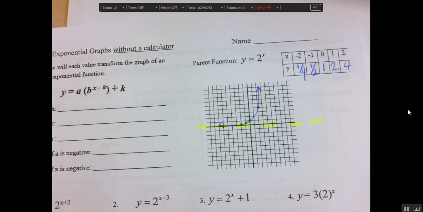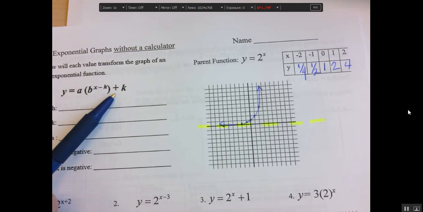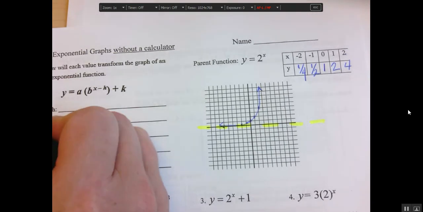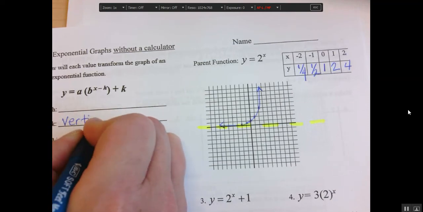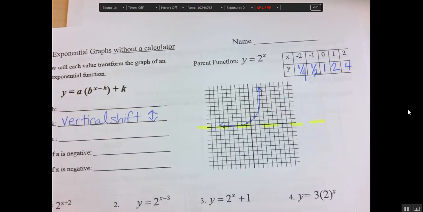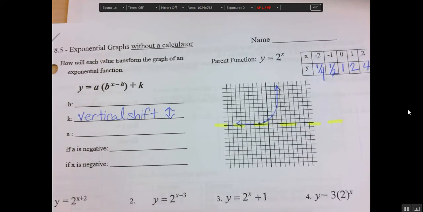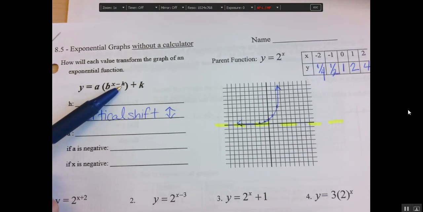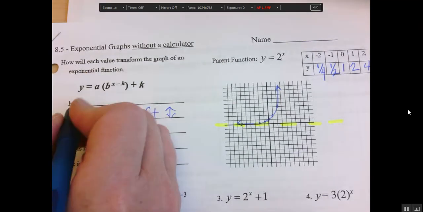Let's go through the transformations and see if we can figure out what they're going to do. So based on your warm-up transforming parabolas, what do you think the plus k will do to the graph? Move it up and down, right? Okay. So what is that called? That's vertical, right? Vertical shift. Okay. How about the h that's inside the function? What's that going to do? Say it again. Horizontal, yeah. Horizontal shift.